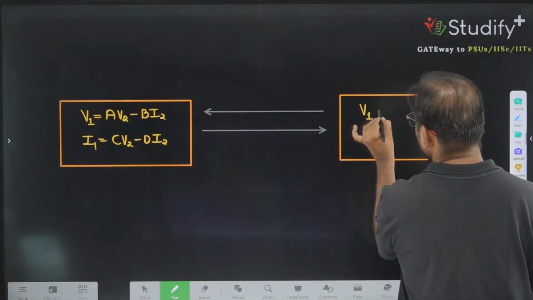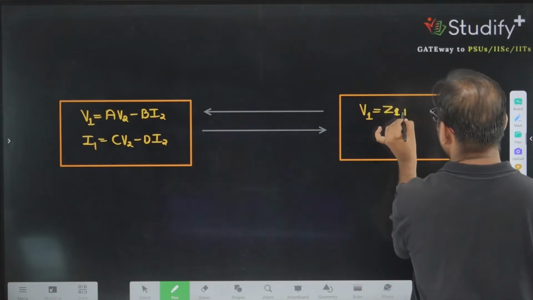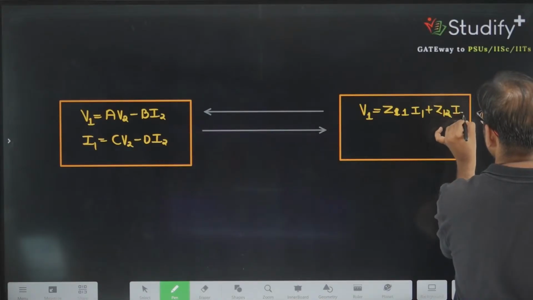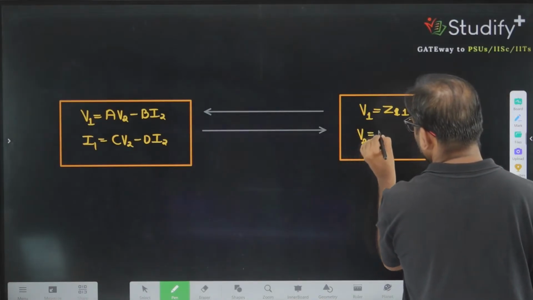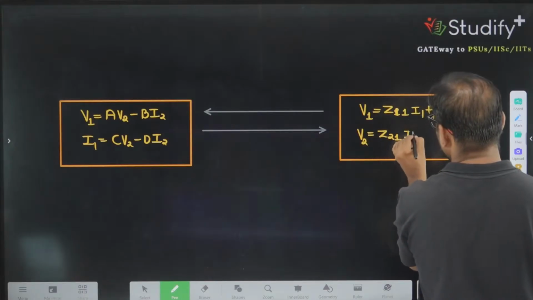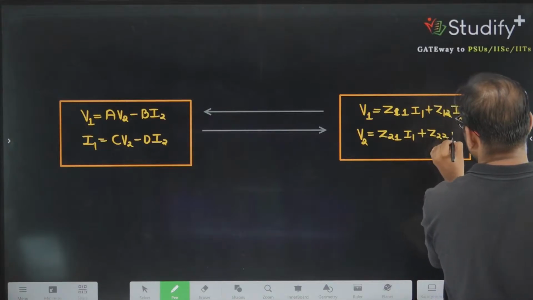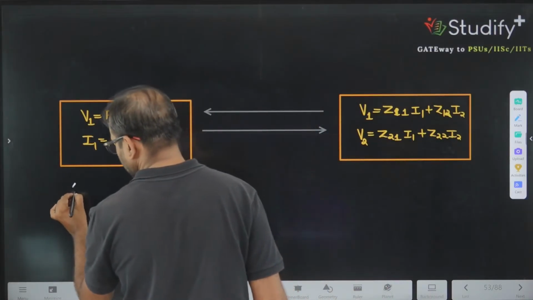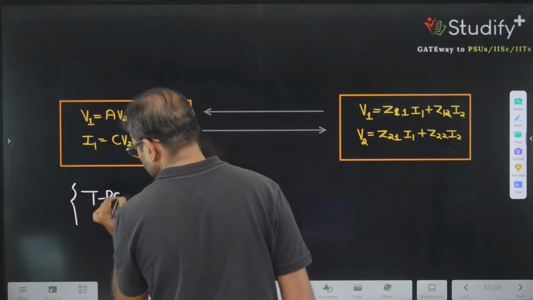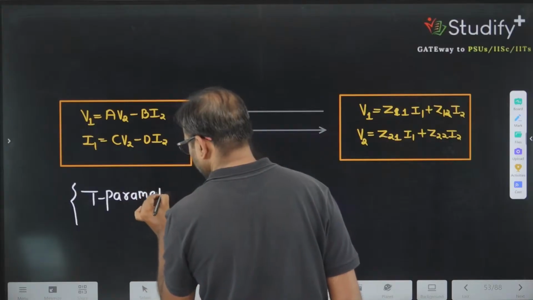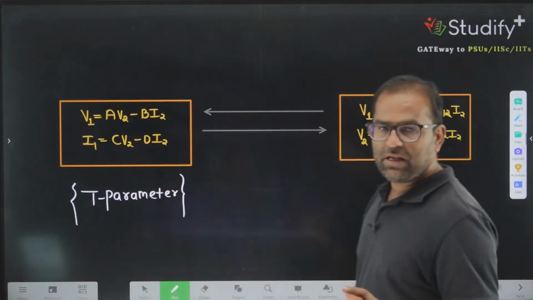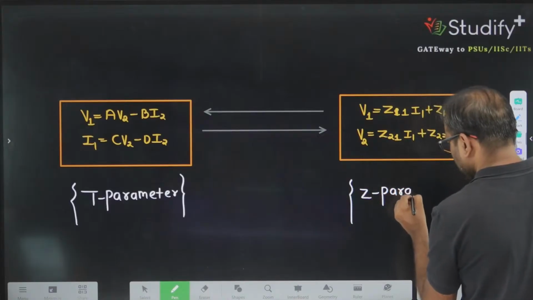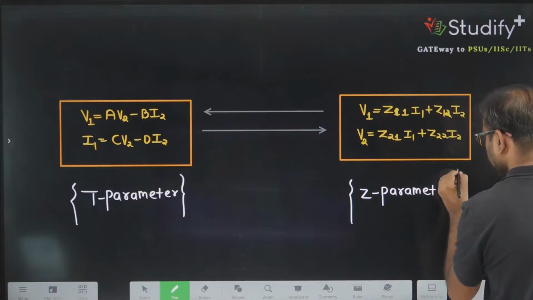We can have conversion from ABCD parameter to Z parameter and Z parameter to ABCD parameter or Y parameter, anything. So here we are having V1 equivalent to Z11I1 plus Z12I2, and V2 equivalent to Z21I1 plus Z22I2. The first parameter we are having is the T parameter, and the second parameter we are having is the Z parameter.